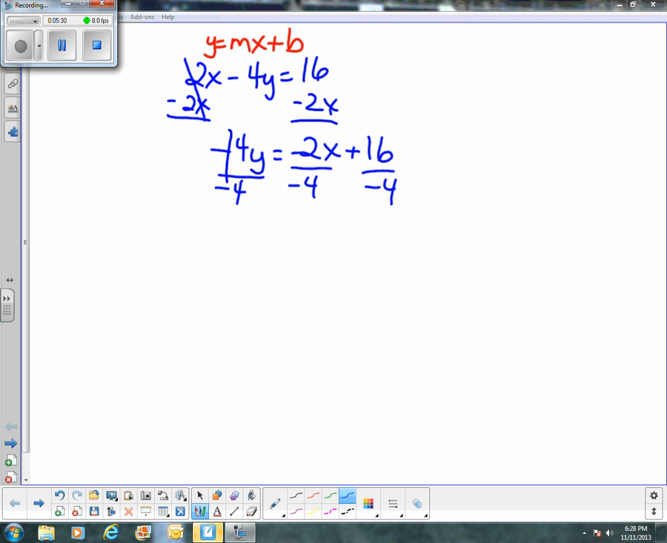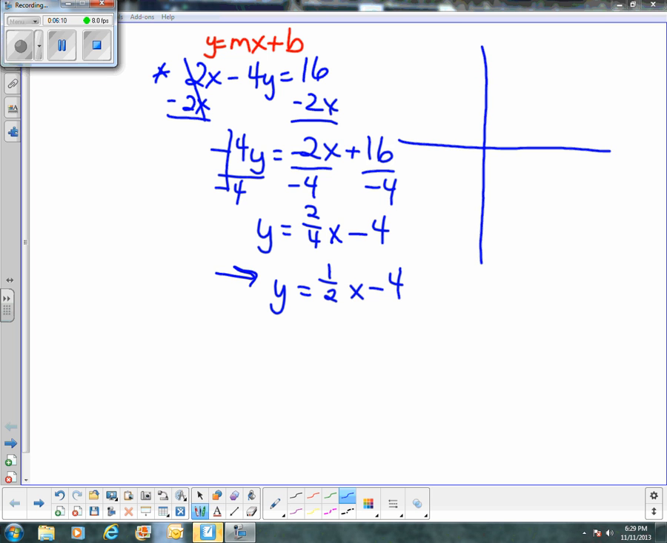We're not finished. We need to get the variable by itself, so we're going to divide everything by negative 4. Cancel. y equals, we have a negative and a negative, so that makes a positive. Positive 2/4 x minus 4. And 2/4 can be reduced. y equals 1/2 x minus 4. So we took our original equation and put it in y equals mx plus b form right here. And now we can graph that.